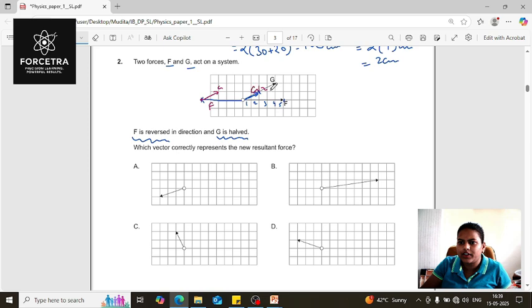So it is covering like 2 blocks. It is diagonal to 2 blocks. So that's why I am drawing. This is one vector. This is the second vector, which is G by 2, and this is my resultant. So the resultant would be 3 blocks in this direction. So using the triangle method, I found the solution, and it is the D option.